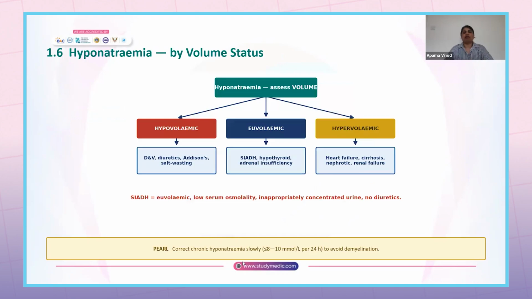So this is just again a flow chart. Like how I said, with hyponatremia, when you find the symptom in a patient, see whether the patient is hypovolemic. It could be because of diarrhea and vomiting, excess diuretics, Addison's disease, salt wasting. Then euvolemia, it is usually because of syndrome of inappropriate secretion of ADH. Hypothyroidism and adrenal insufficiency can cause it as well. And hypervolemia in various failures: heart failure, liver failure, renal failure, nephrotic syndrome.